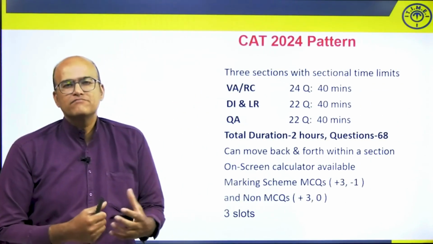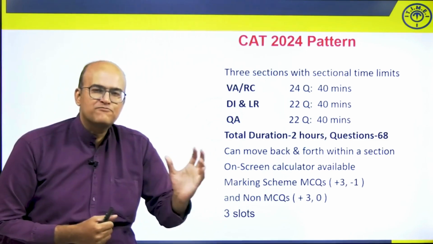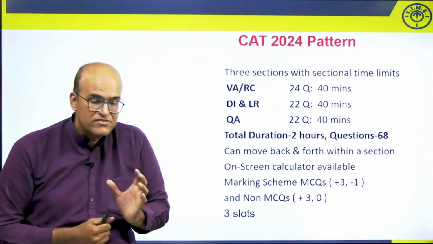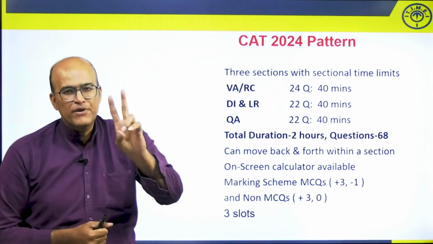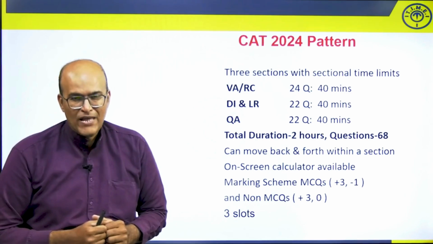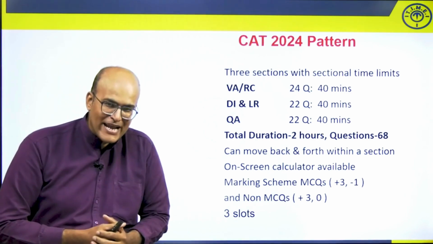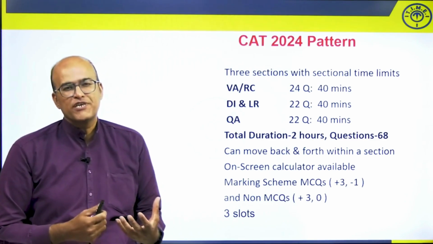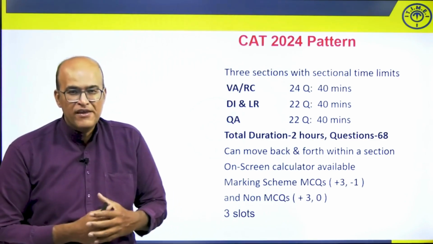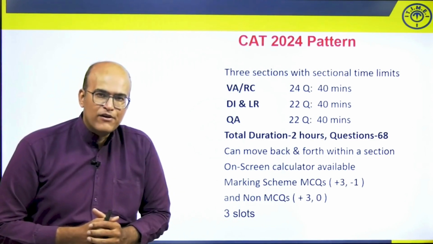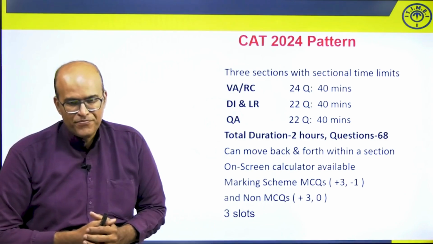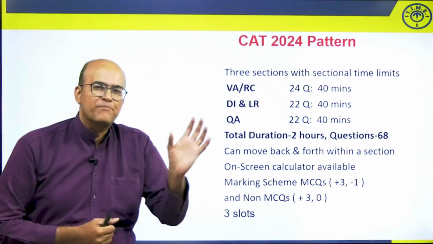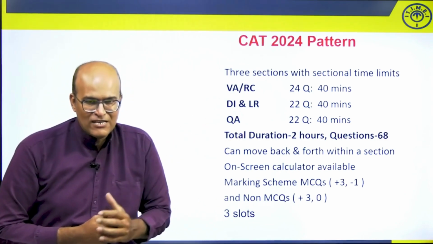Now the pattern of the exam. Last year's pattern was 68 questions that needed to be done in a duration of 2 hours. And there are 3 sections in the CAT exam. The first section is VARC, verbal ability and reading comprehension, which simply means English. 24 questions appeared from the English section last year.